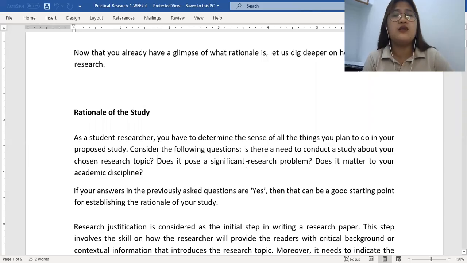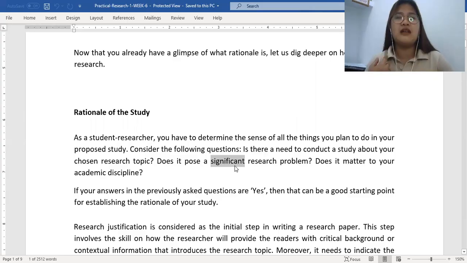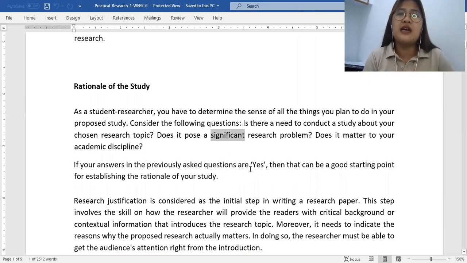Does it pose a significant research problem? And when we say significant, importante. Hindi lang sa'yo, pero sa a number of people, okay? And does it matter to your academic discipline? Let's say, for example, we have GAS and TVL. Is it important? Is it that important? Okay? So if your answers in the previously asked questions are yes, then that can be a good starting point for establishing the rationale of your study.